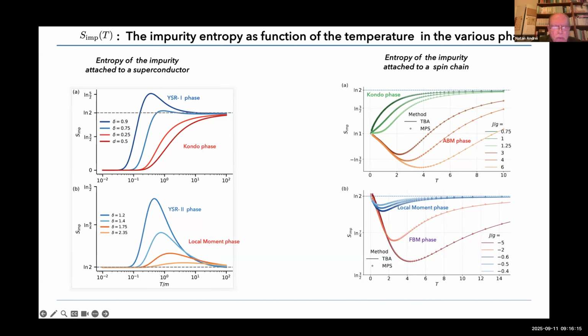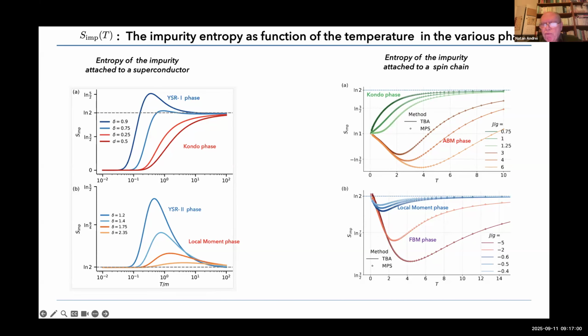Then there is another phase, YSR, where again the impurity is screened in the ground state. But here notice that we have a flow which goes from log 2 at high energy, high temperature, through a non-monotonic flow, and ends up at log 2. And the same in the local moment regime, where the impurity cannot be screened at all. There is still a small bump. Of course, the impurity cannot be screened, so we expect log 2, but there is a non-trivial bump that occurs.